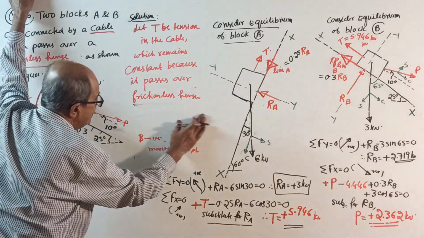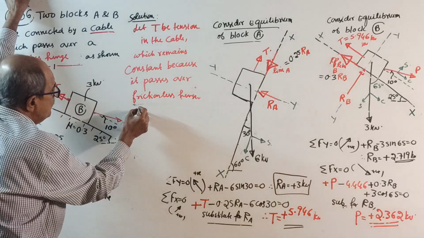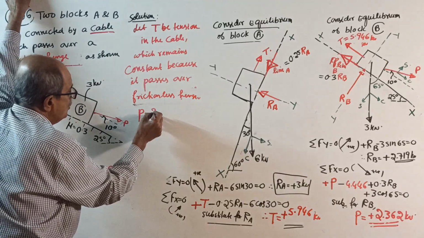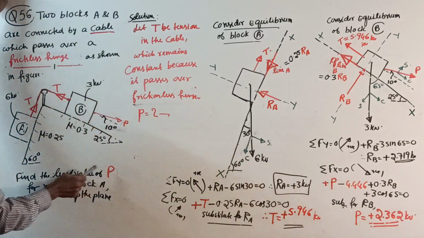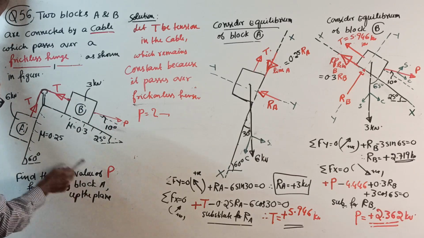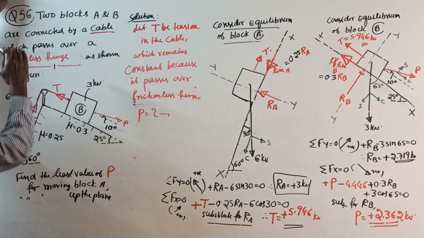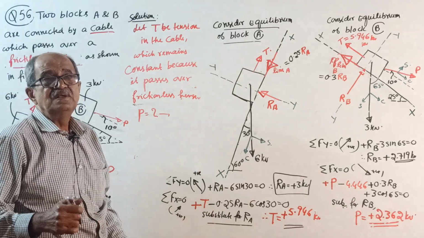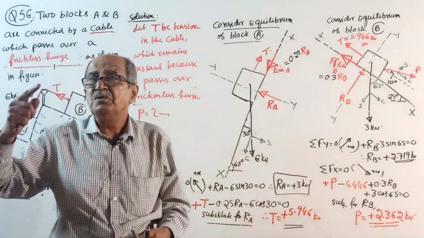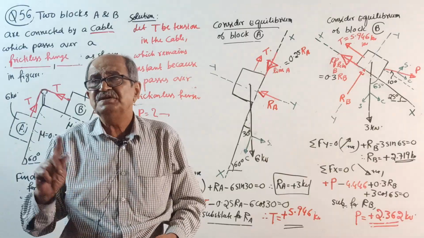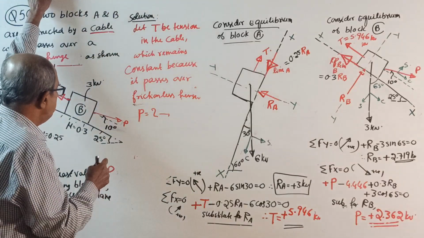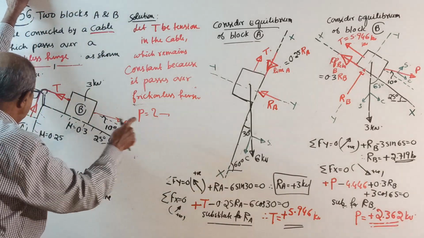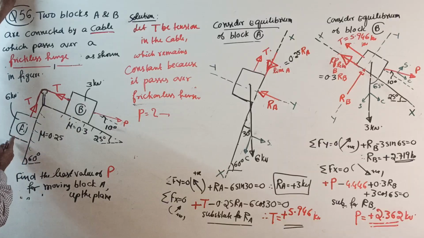Now, very, very important. What they want is to find the value of P. Find the least value of P for moving the block A up the plane. Last time, they wanted to prevent that block from sliding down. This time, they want it to move up the plane. Be very careful, that's why it is important. Now you have to apply a force P so that block A will move up the plane.